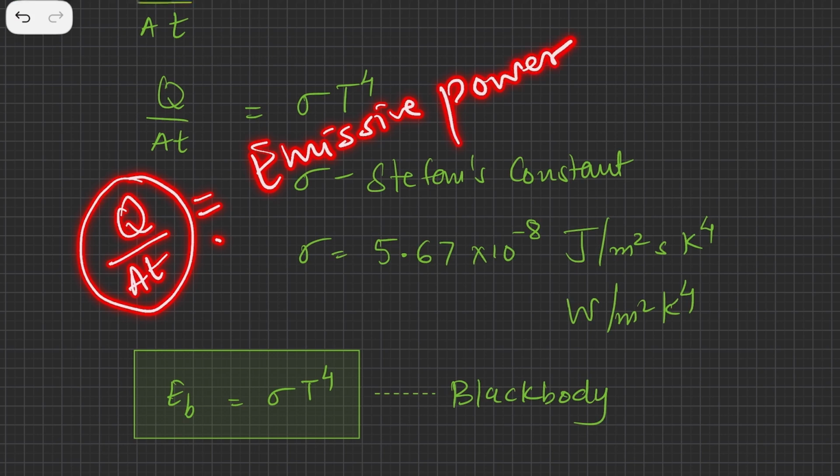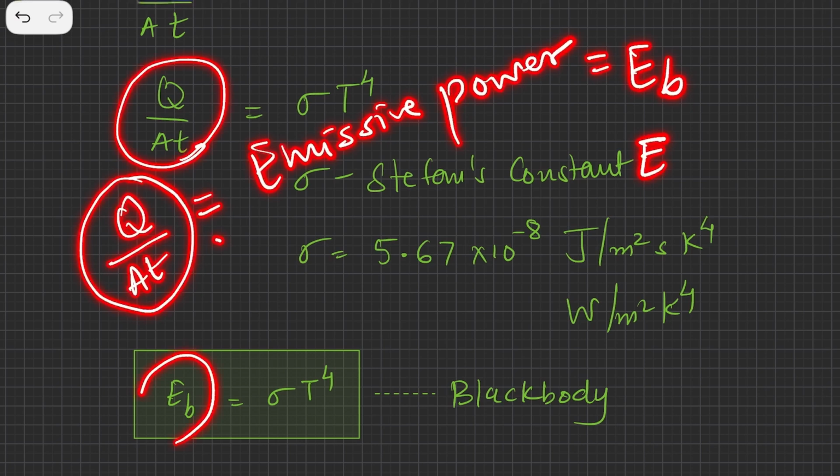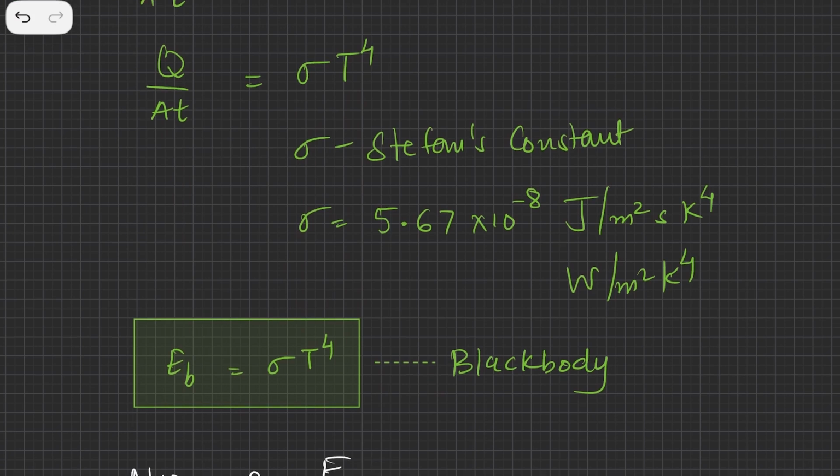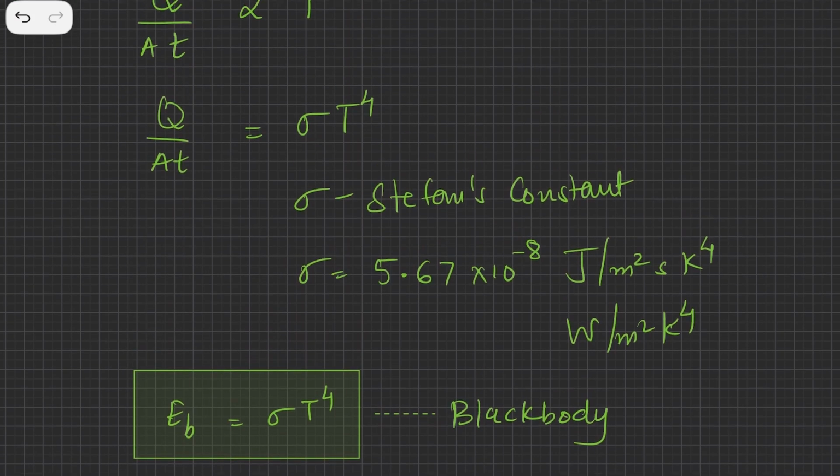Now this emissive power of a black body is written as EB, and for an ordinary body it is written as E. Because this is applicable for a black body, I am writing it as EB. So q by A t is written as EB, sigma is as it is, T raised to 4 is as it is. So this becomes the Stefan Boltzmann's law of heat radiation, and this is applicable for a black body.